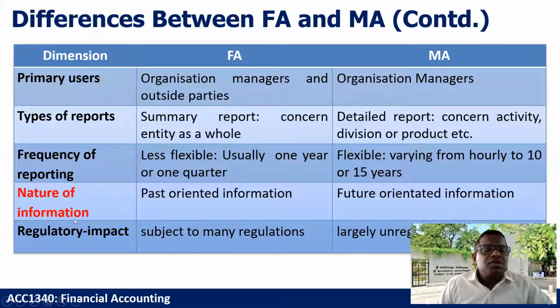So nature of information, of course, past oriented information, future oriented information. But remember, this is just for classification. That's why we are putting it in red. Whatever the information with financial accounting and management accounting, remember, it is used for decision making, so thereby all the information is future oriented. But basically, for financial accounting, we focus on historical transactions and events that have already occurred. That's what we mean here. Regulatory impact: subject to many regulations. Largely, there are no regulations.